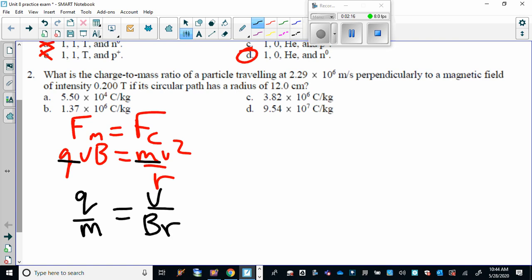It's one of those formulas that's worth memorizing just because it's that important. So the charge to mass ratio equals the velocity divided by the field strength times the radius. The numbers are all there for you. You can go through the mathematics and you end up getting D, also as in dog. Just make sure you convert the centimeters to meters, and that's it.